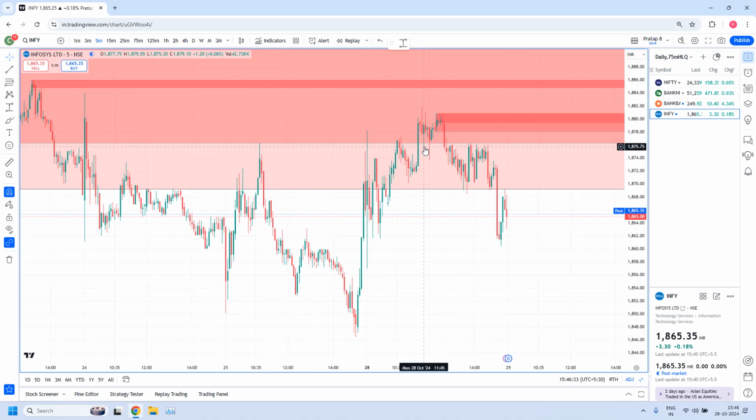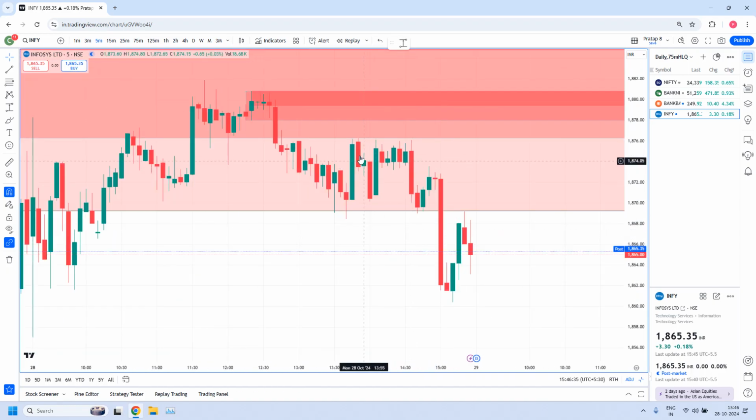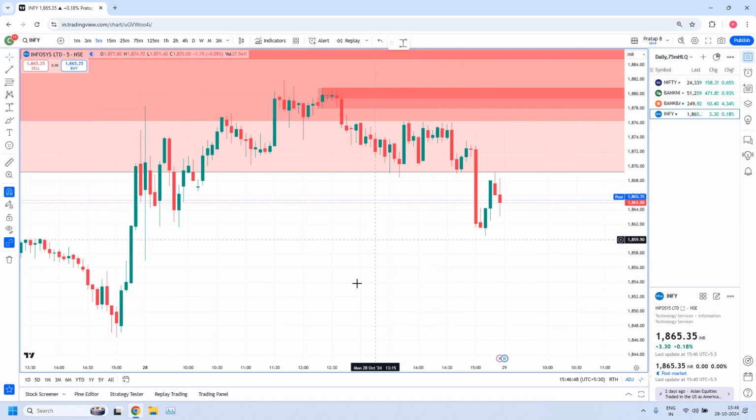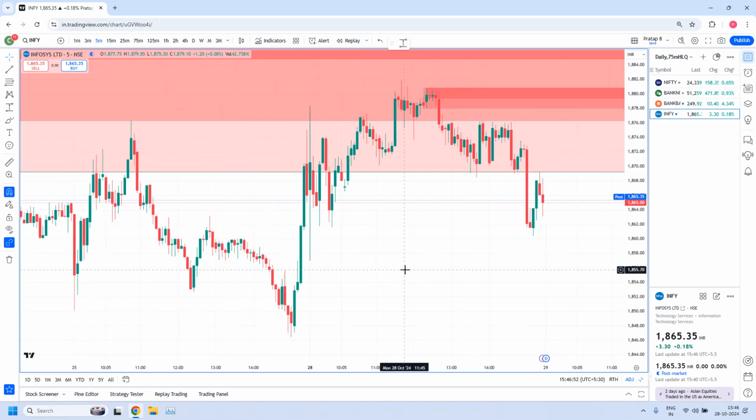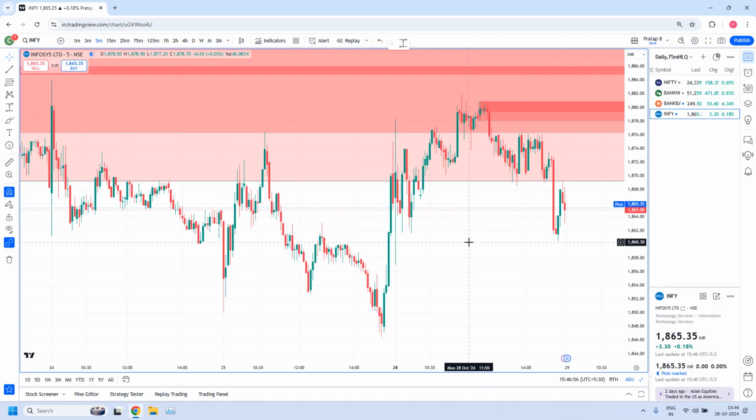This fine-tuned 5 minutes area, because of this 1 minute high liquidity zone, we are not able to get this trade. Otherwise it could have been a dynamic trade today. Just narrowly we missed because of this 1 minute high liquidity zone which prevented the prices from moving up. So that way we missed a very good trade in Infosys. Next one is Bank of Baroda.